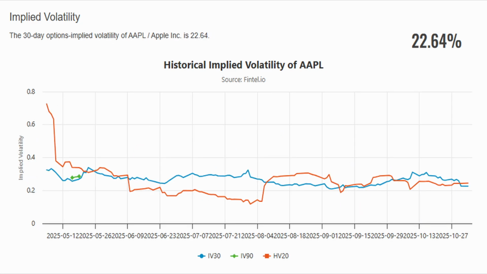Another example is Apple's IV rank hovering near 20% during calm markets, because Apple is usually a slow mover. Options were cheap relative to historical ranges. Buying a put option here provided cost effective downside protection. If volatility rose or the stock price dropped, the put gained value, offsetting losses.